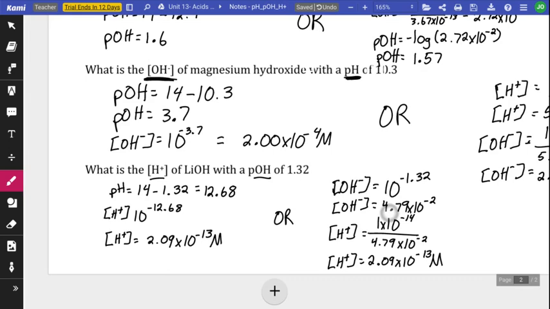Okay, that is it. Now you know how to do all of the acid-base calculations.